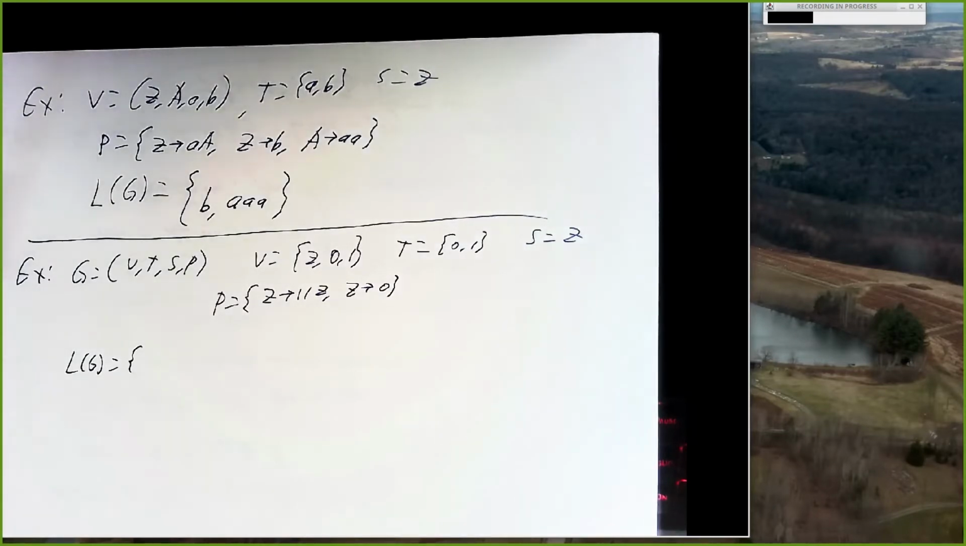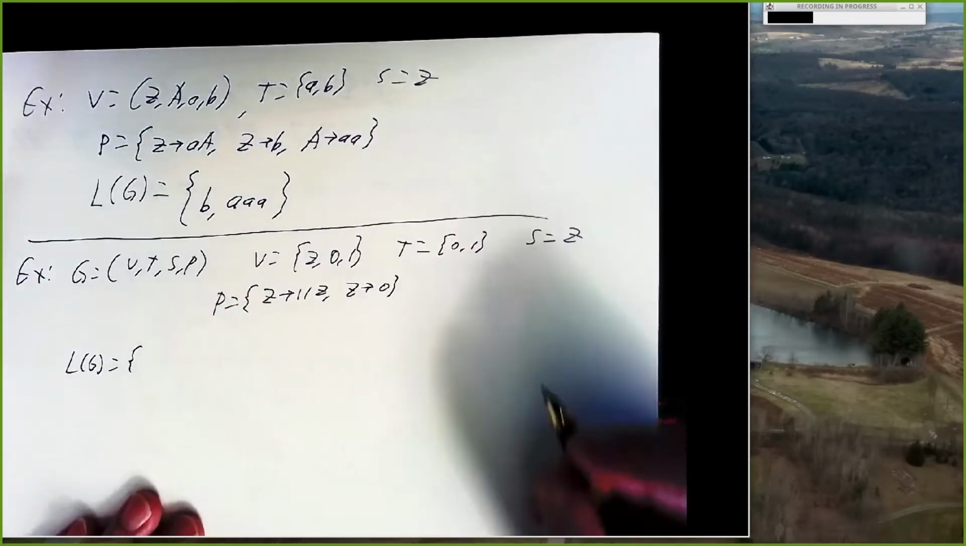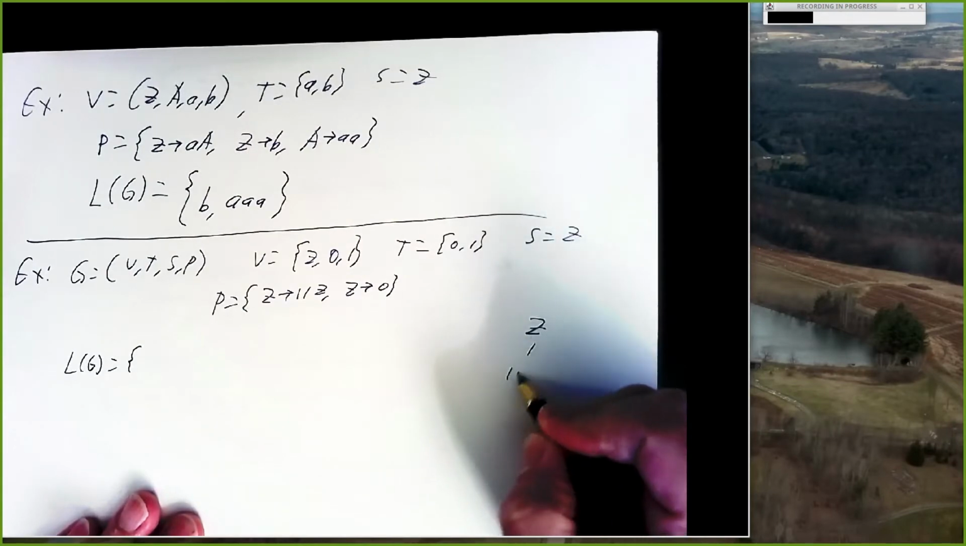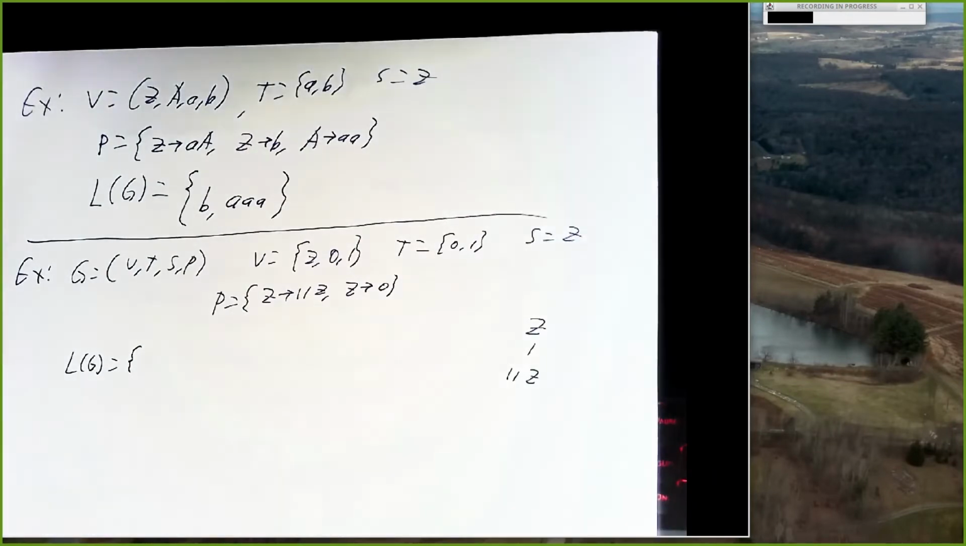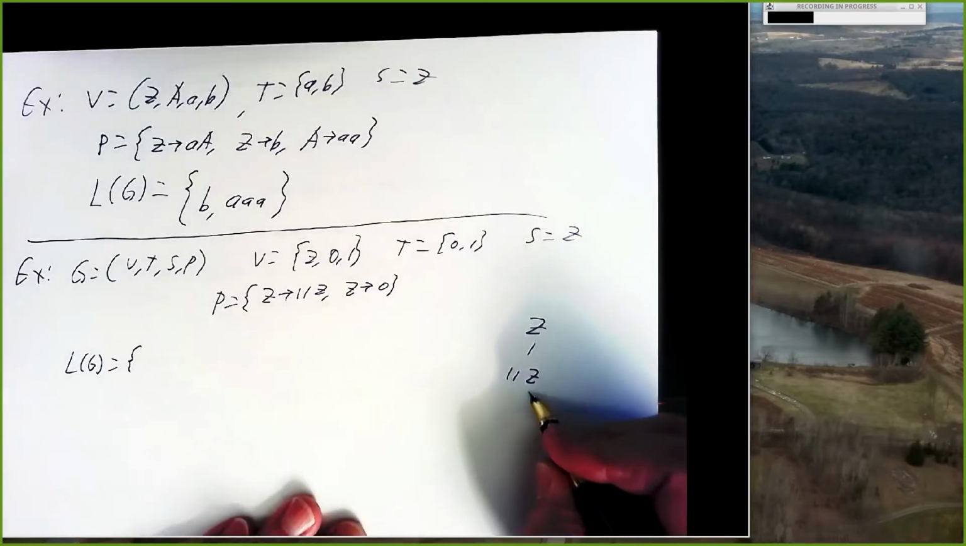So any ideas? Shouldn't Z be 1 1 Z? Z could be a 1 1 Z. Definitely. And we're not ready to put this into our language because it's got non-terminals. Then you could just keep going on forever, right? With the Z, or you can just make that Z into a 0.